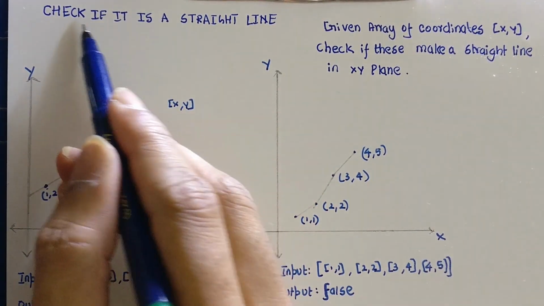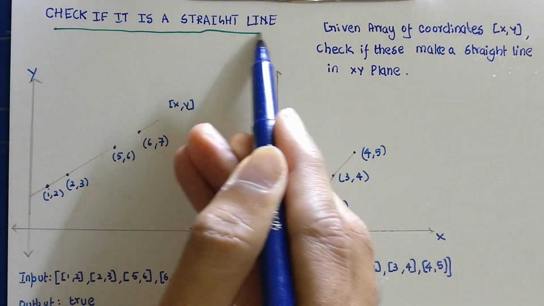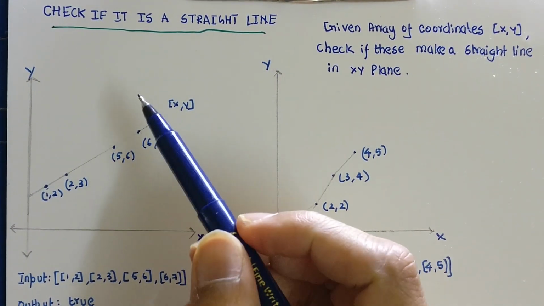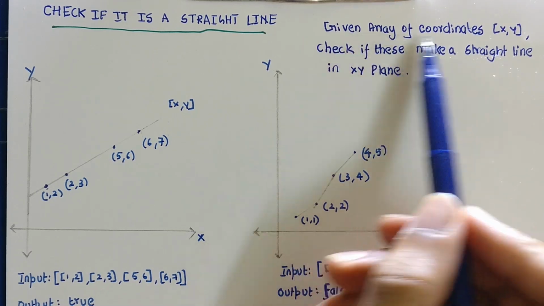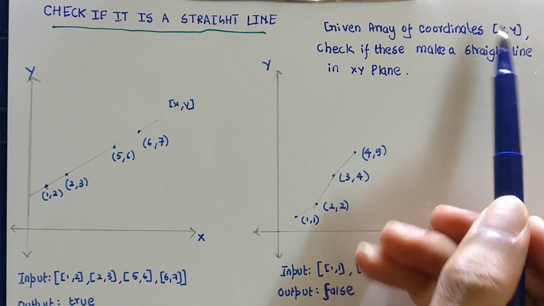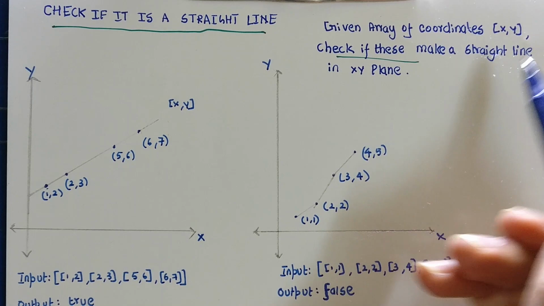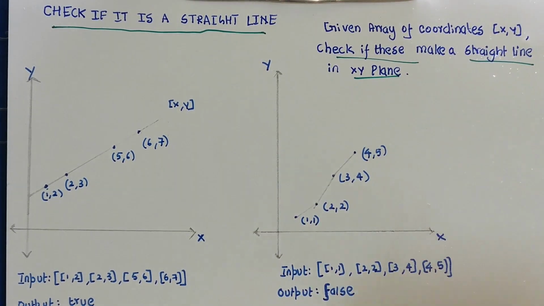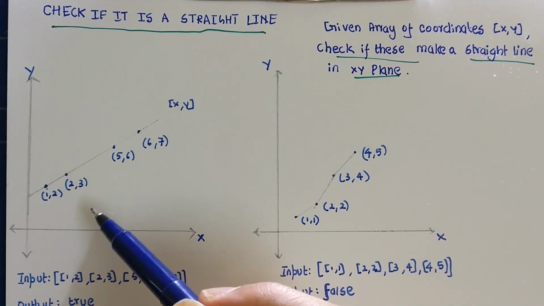The question that we are discussing here is "Check if it is a straight line." So yeah, let's go through the question. Given an array of coordinates x comma y, check if these make a straight line in an xy plane. They have also given us two examples.